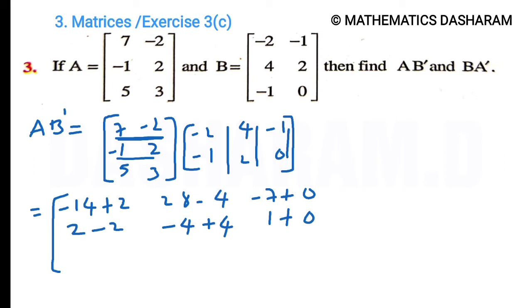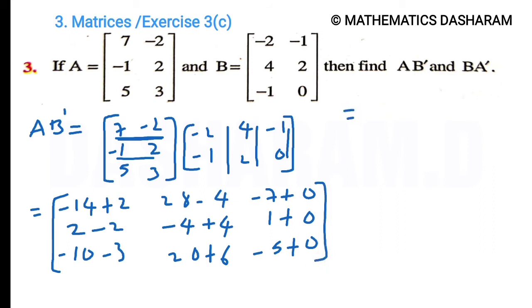5 into minus 2 is minus 10, 3 into minus 1 is minus 3. Next, 5 into 4, 5 fours are 20, 3 twos are 6, 5 into minus 1 is minus 5, 3 into 0 is 0.